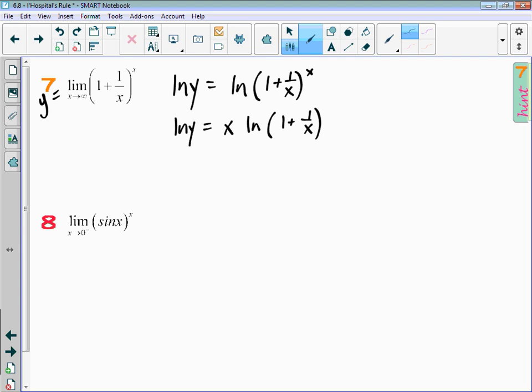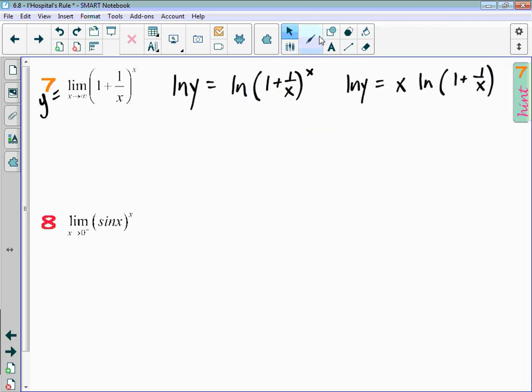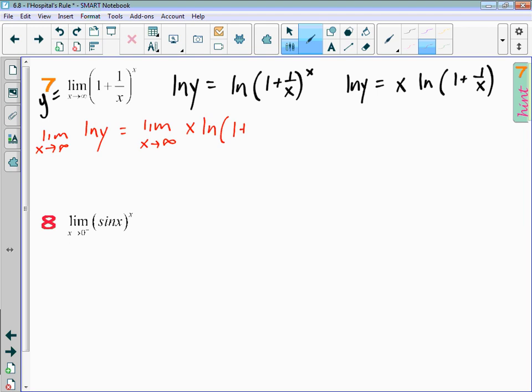Okay, so now I'm going to go ahead and add in the limit. So let me just move this piece over here to save myself a little room. Okay, so I'm taking the limit as x approaches infinity of natural log y. That's equal to the limit as x approaches infinity of this side here. Okay, and now I'm just going to work with this side here.